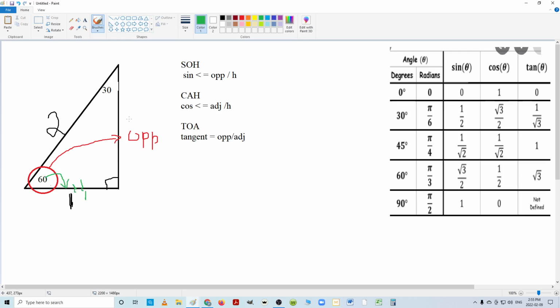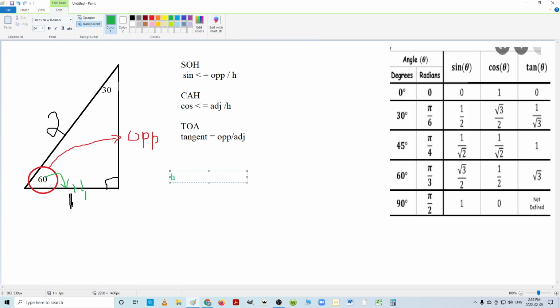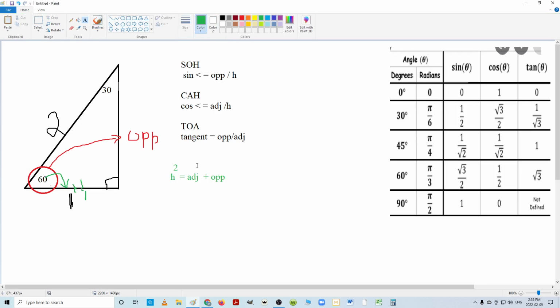And to do this, I need to know the height of this triangle. Well, thanks to Mr. Pythagoras, I know that the hypotenuse squared is equal to the one side, or the adjacent, squared plus the opposite squared, like that. And I also know that the hypotenuse is always opposite the right angle. So here's the right angle here, which means the hypotenuse is there.